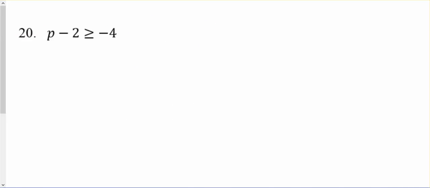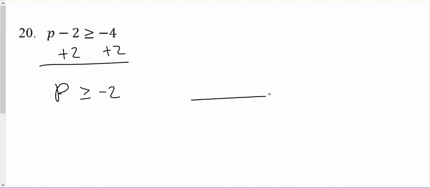20, add 2, p is greater than or equal to negative 2. Our graph would be at negative 2. We've got the equal sign, so we know we're going to be a closed circle. We're eating the variable, so we know we're greater than. All real numbers greater than or equal to negative 2.